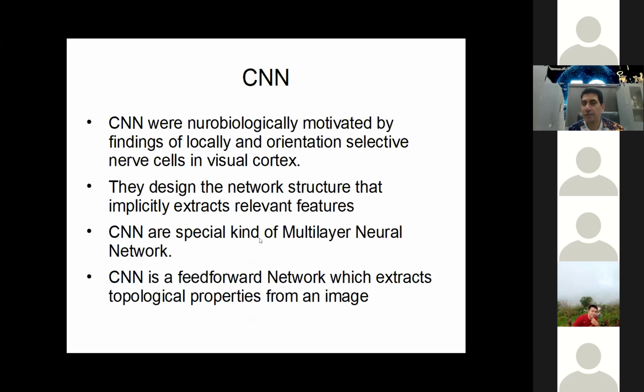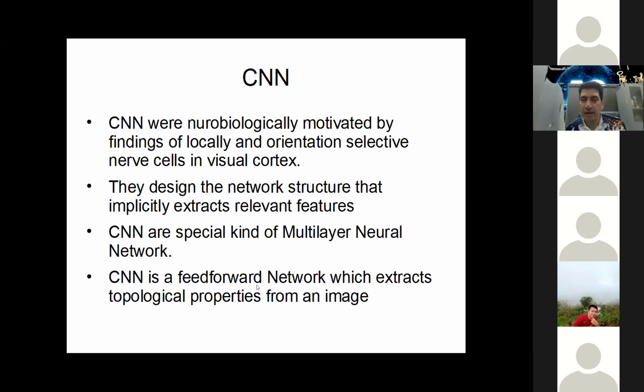CNNs are specifically a kind of multi-layer network. Many times the question is asked whether a CNN can be a part of a multi-layer network, or a multi-layer neural network can be a part of a CNN. But usually they are multi-layer networks, with spatial structure, from the computation point of view as well as the result point of view.